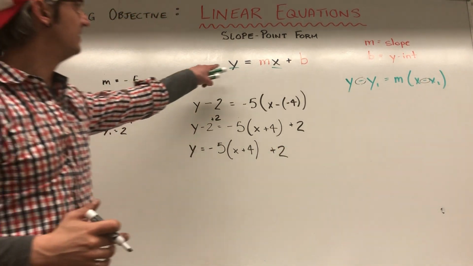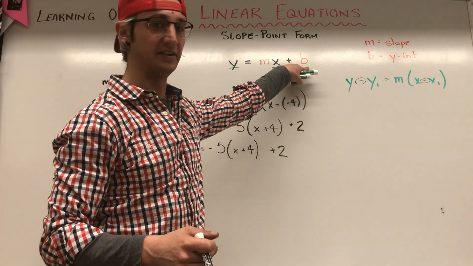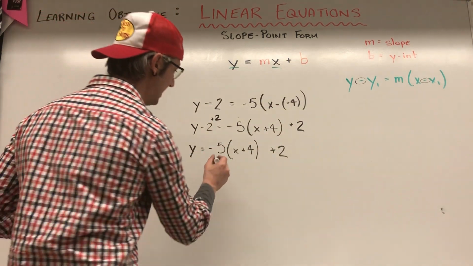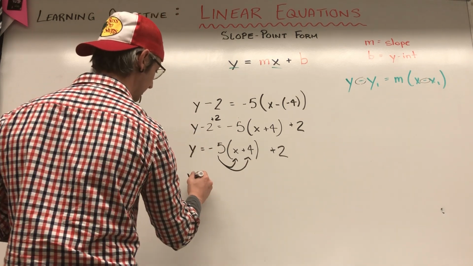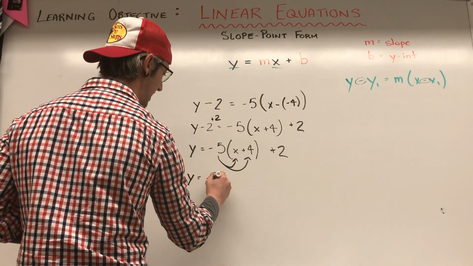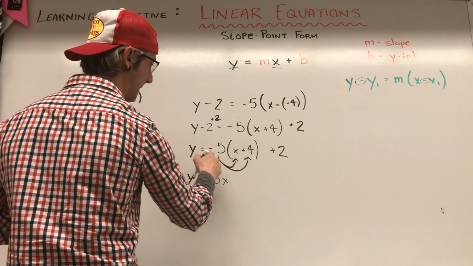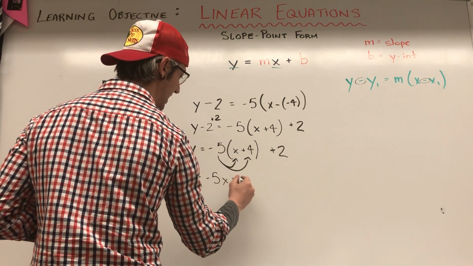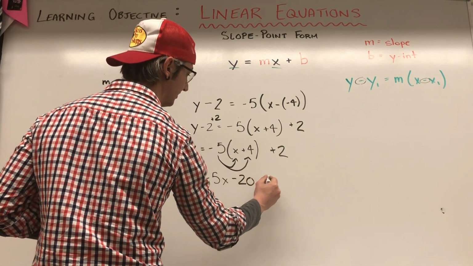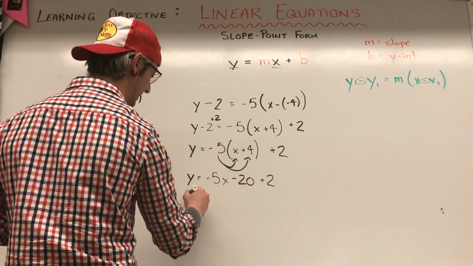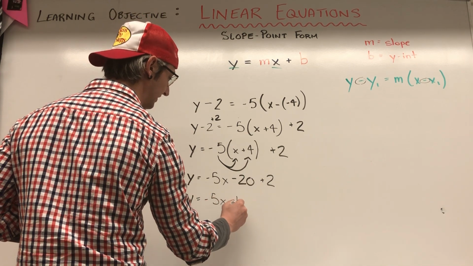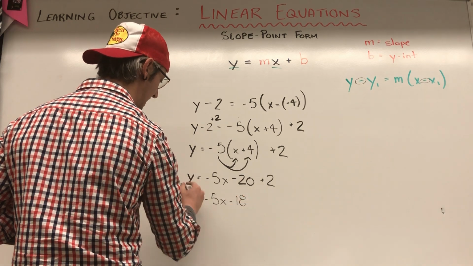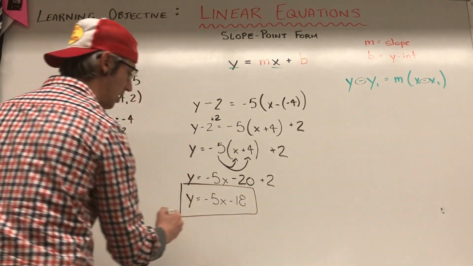Now, if I want to be in this form, I only have one constant. So I have to expand this multiplication and then simplify it so I can add the 2. So I do that. And I get negative 5x minus 5 times 4 is minus 20 plus 2. So now I can do that, and I get y is equal to negative 5x minus 18. And that is the equation of my line.